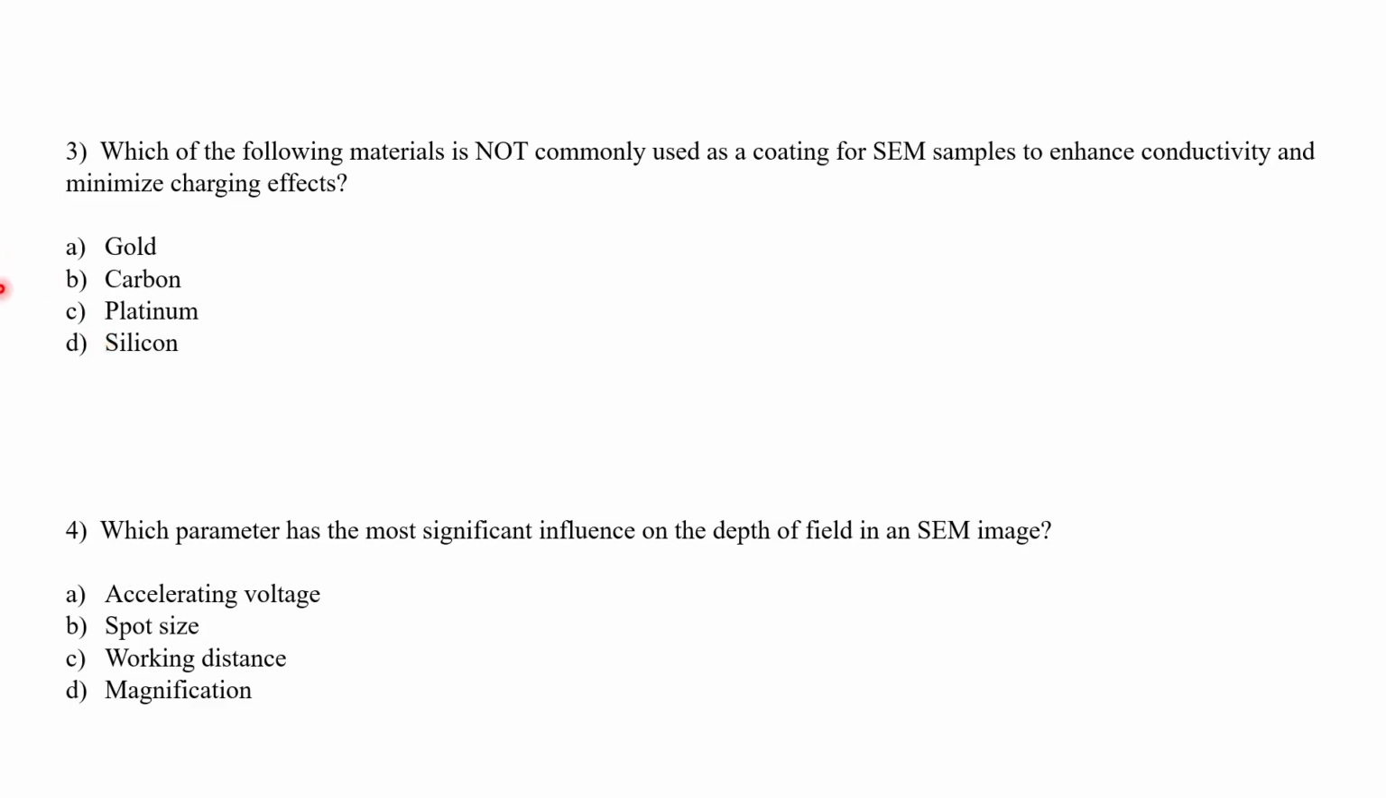You can't really specify that this is the most significant and this is the least significant, because one thing is dependent on the other. When you change the working distance, the spot size will automatically change, the magnification will also change, and when you change the accelerating voltage, the interaction volume will change. So you can't specify which has the most significant influence. In my opinion, changing the working distance will also change the depth of field. Changing the spot size will also change the depth of field. Changing magnification will also change it. So there is no specific answer for this question according to me.